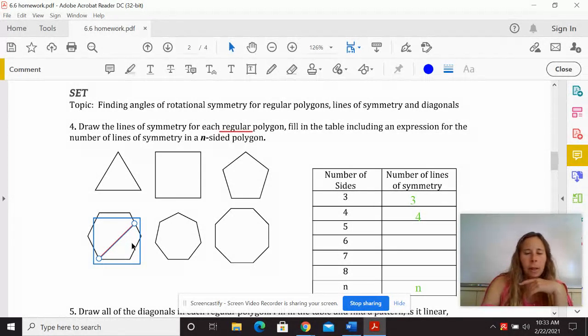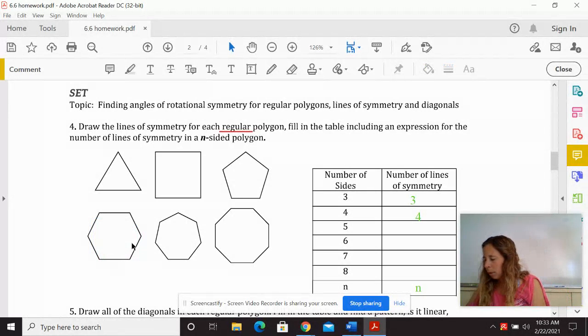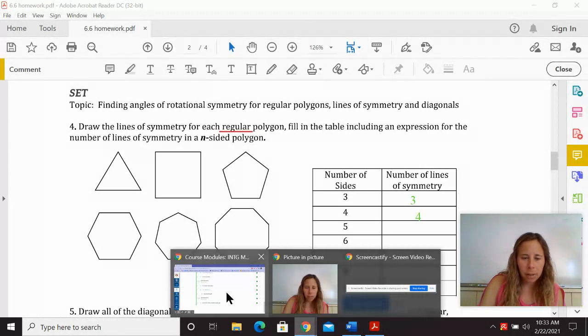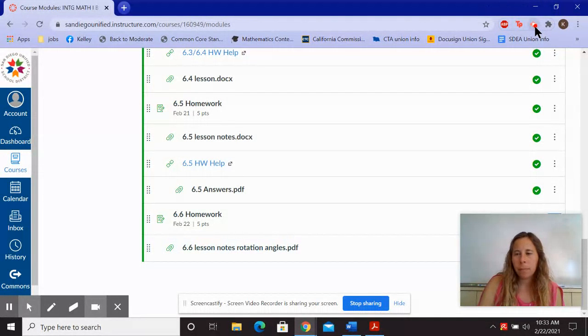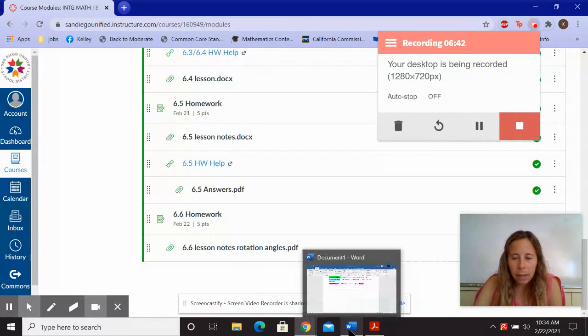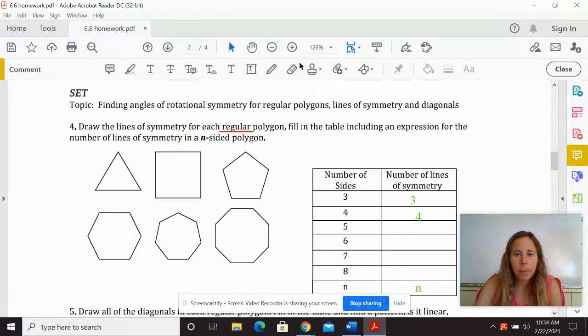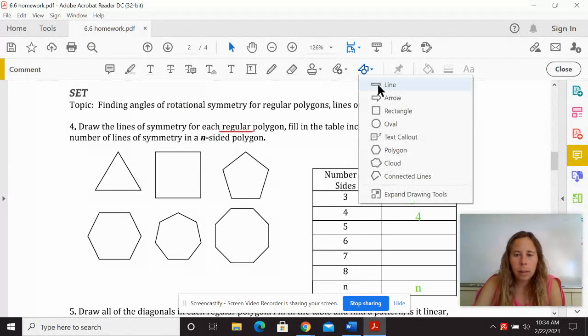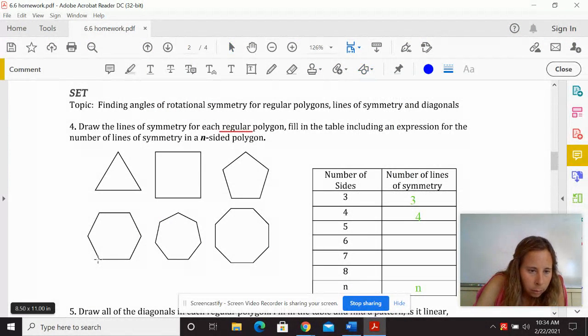Hold on a second, that doesn't look right at all. Let me pause you for a second. Oh, my bad, I may have hit the wrong side. Okay, so let me get my line again. So from the vertex to the middle of the opposite side.